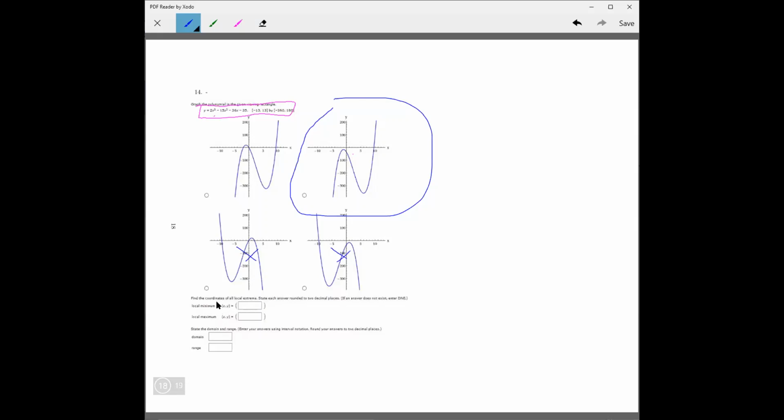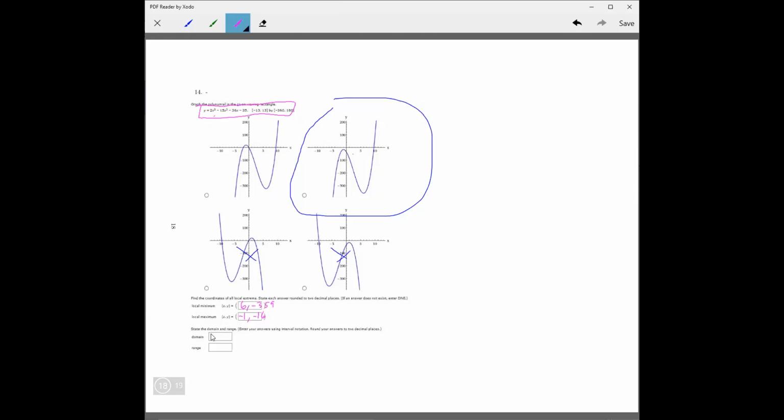So clicking that low point gave me (6, -359). And then clicking that high point, it gave me (-1, -16).